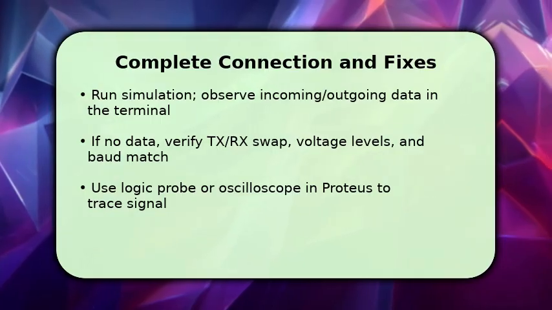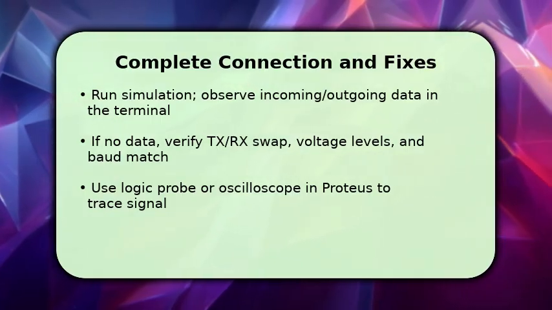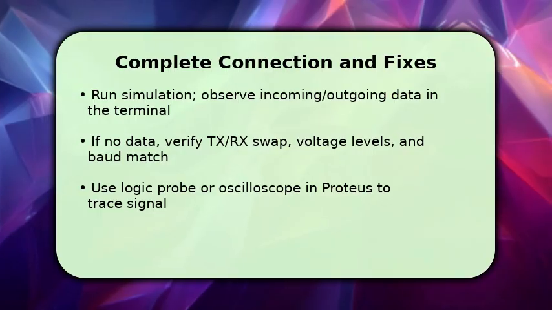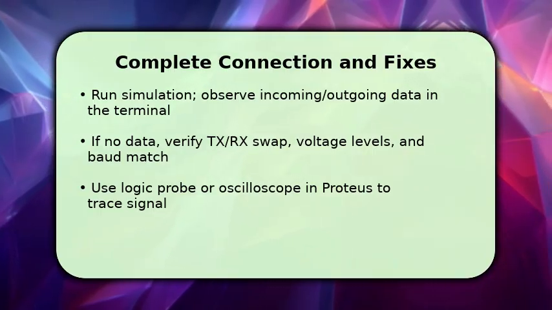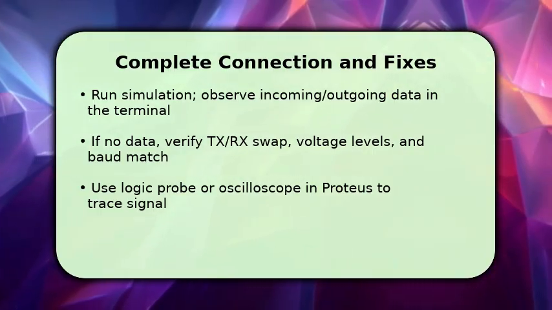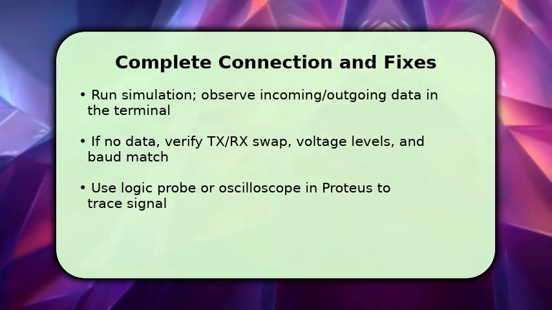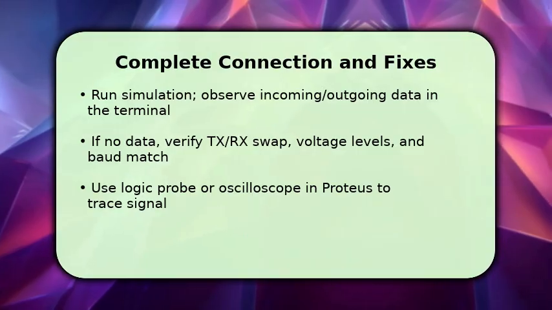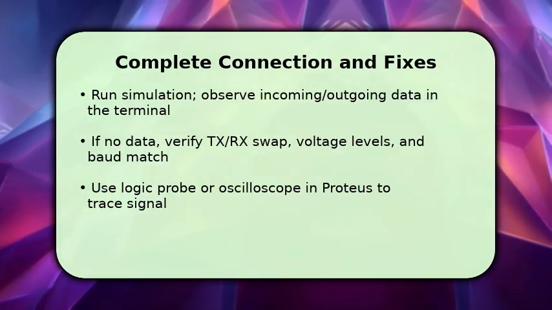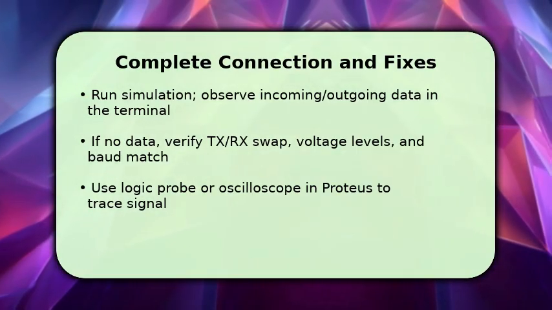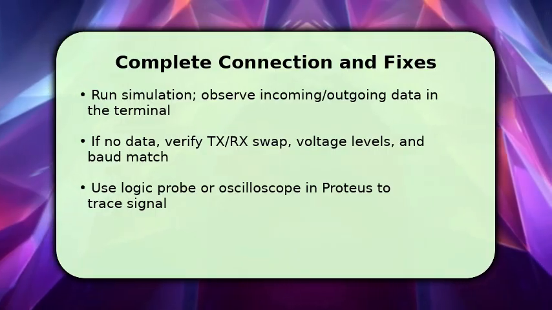If it fails, a common fix is swapping TX and RX or correcting baud and voltage level mismatches. Make sure the MCU is actually executing code by toggling an LED or using a breakpoint. One key troubleshooting tip: attach the Proteus oscilloscope to the TX pin to confirm physical signal activity before assuming a software fault.